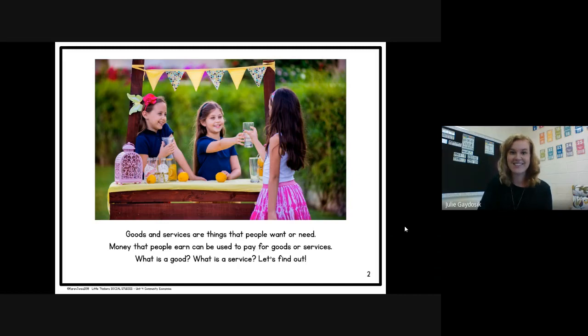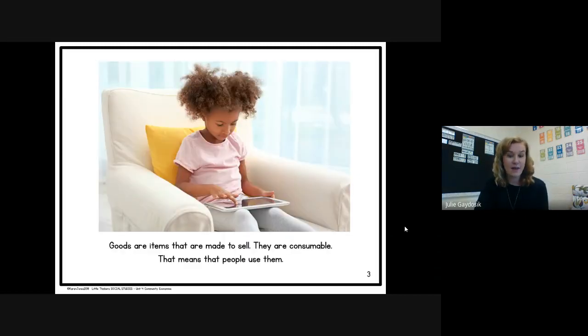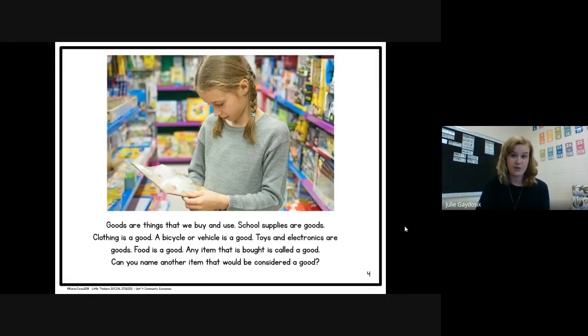Let's find out. Goods are items that are made to sell. They are consumable. That means that people use them. So a good is something that you use. Goods are things that we buy and use. So like school supplies are goods, pencils, notebooks. Clothing is a good. A bicycle or a vehicle, so like a car, is a good. Mrs. Cooper's car is a good. Toys and electronics are goods. Food is a good. Any item that is bought is called a good.